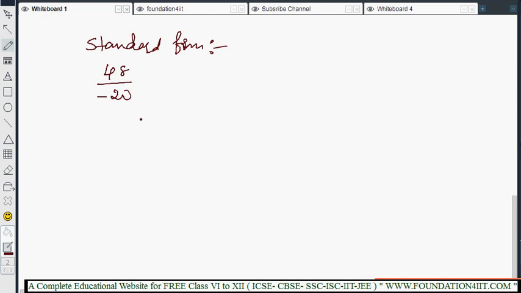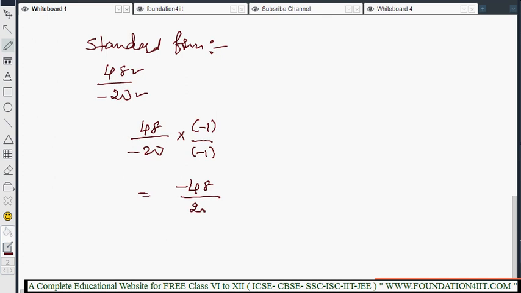First of all, a rational number p by q is said to be in standard form if p and q are integers having no common divisors other than 1. So we should not take any divisors except 1. 48 and 20 we can divide by 2, so there are common divisors. Now 48 by minus 20. First multiply by minus 1 by minus 1. Then it will be minus 48 by plus 20.